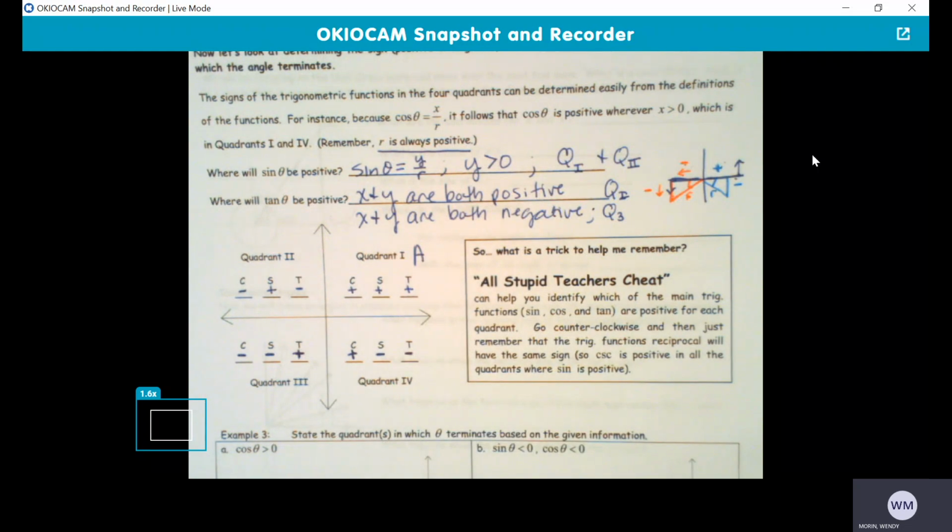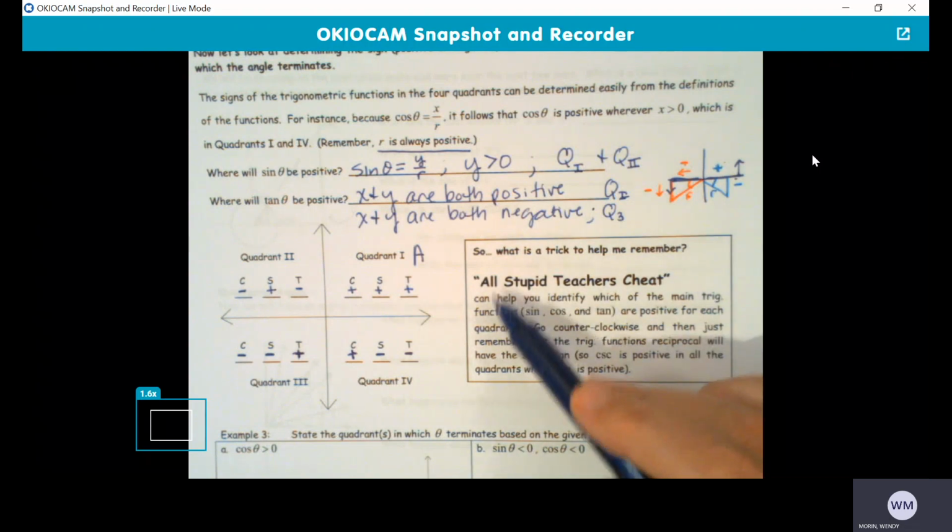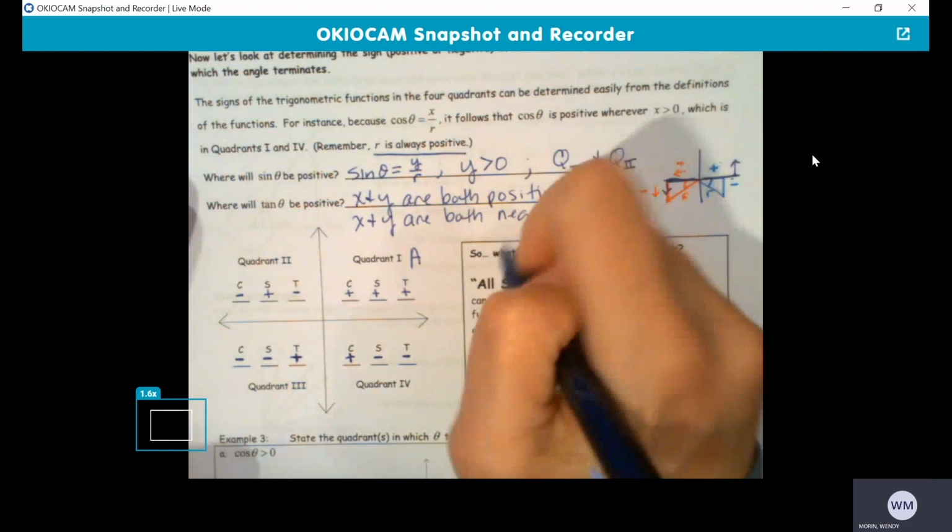Okay. So I just went through and showed you why all of those are positive and why they're negative. Now you get to memorize them. If you forget, you could always draw a little picture to help you remember. Now here's a little saying here, all stupid teachers cheat. Yeah, I like this one better.